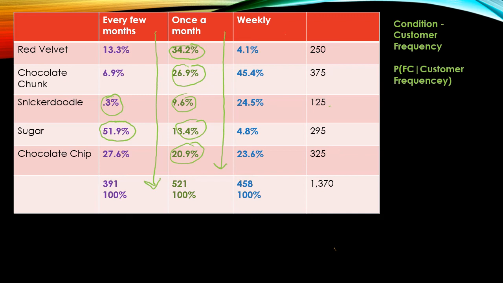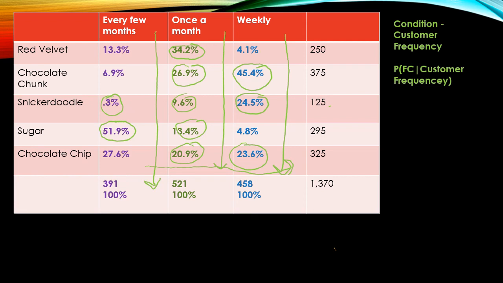Of our customers that come in weekly, some interesting things came up. The chocolate chunk was the highest preferred, and also our snickerdoodles at 24.5%. Chocolate chip ranked high, but it usually does. It's a fairly even spread as we've seen with our conditional probabilities for chocolate chip. It was pretty evenly split.